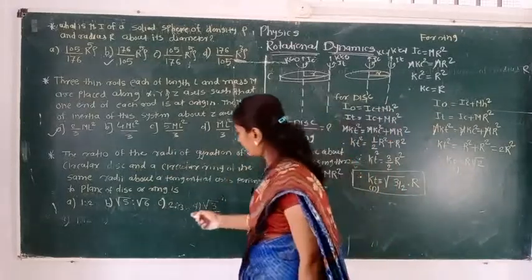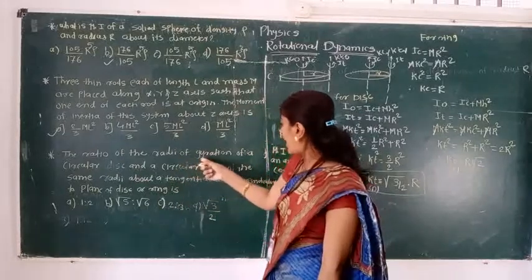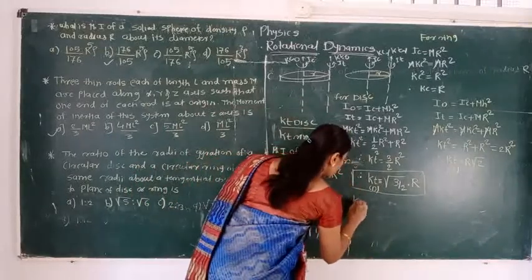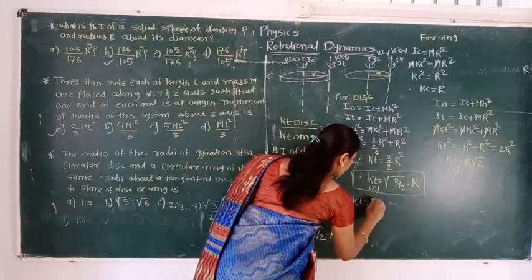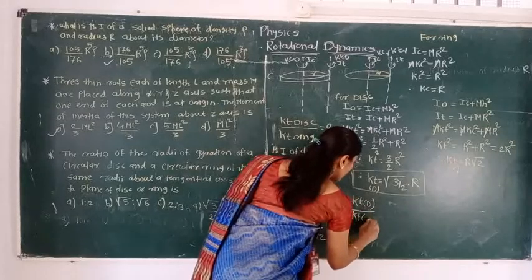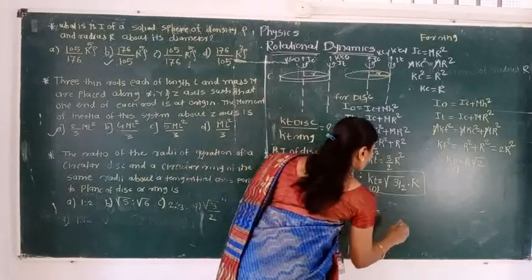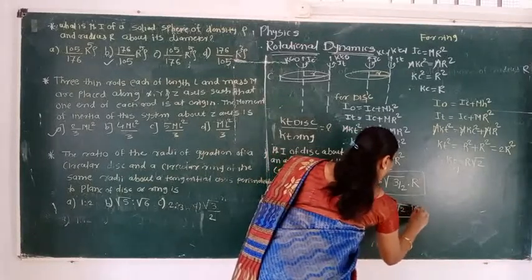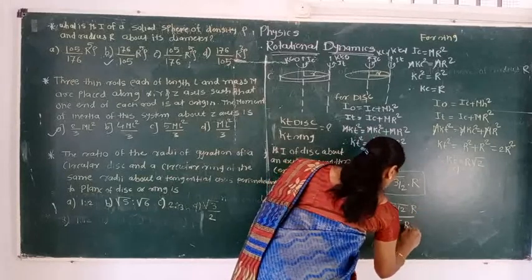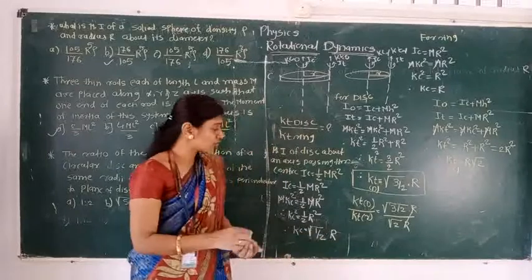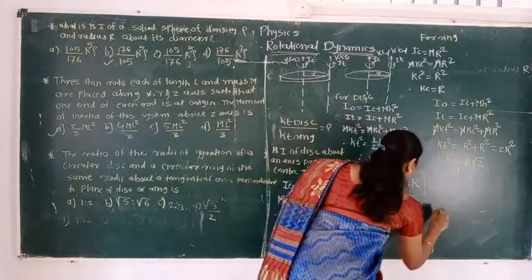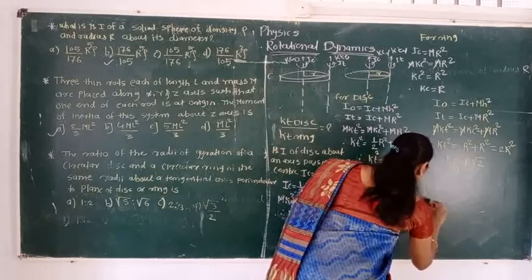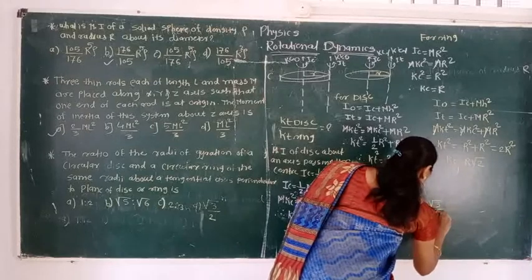Now what we have to find out? The ratio of the radii of gyration of a circular disc and a circular ring. So here we have to find the radius of gyration of the disc divided by the radius of gyration of the ring. So by putting this value, root 3 by 2 into r divided by root 2 into r. The r's are going to cancel. Here we want to do some simple calculation. We can write it separately, root 3 divided by root 2.